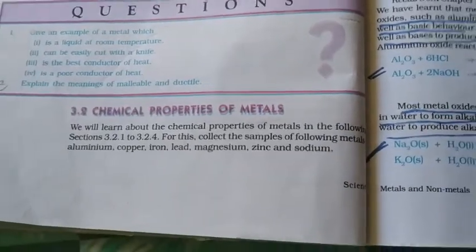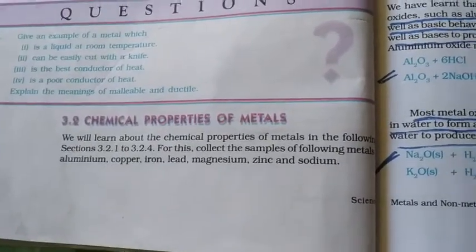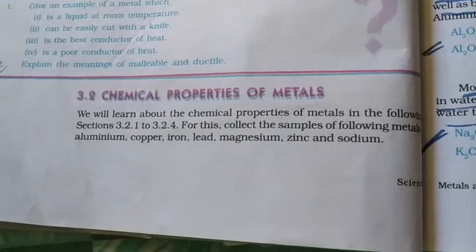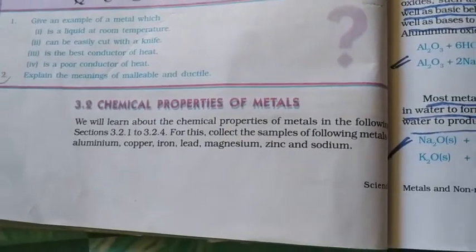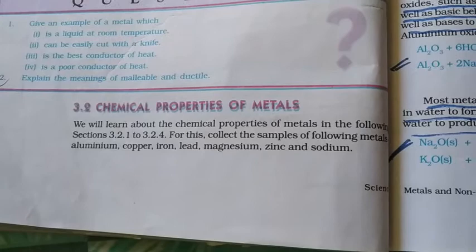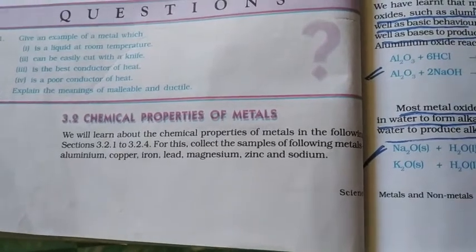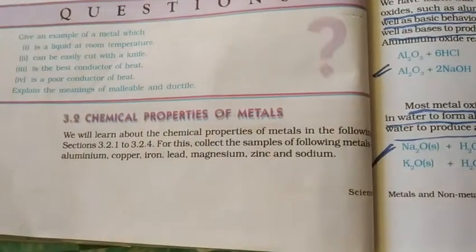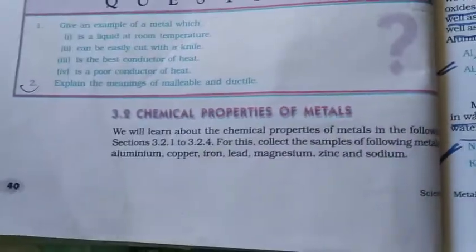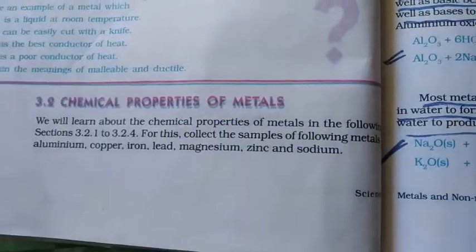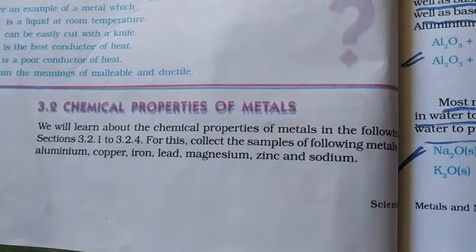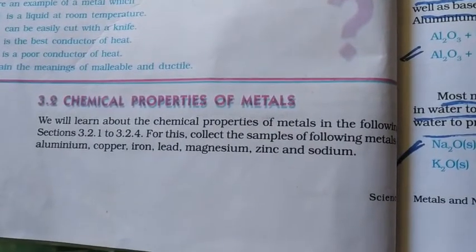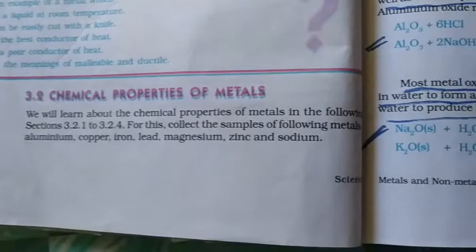You will be able to recall that the properties we considered were lustrous, malleability, ductility, sonorous, conductor of electricity, and conductor of heat. These things were discussed in terms of physical properties. Now let us come to the chemical properties of metals.